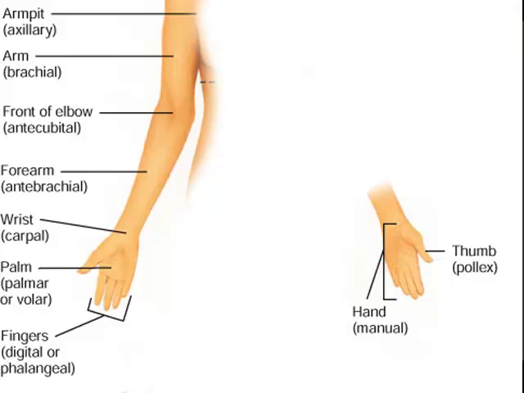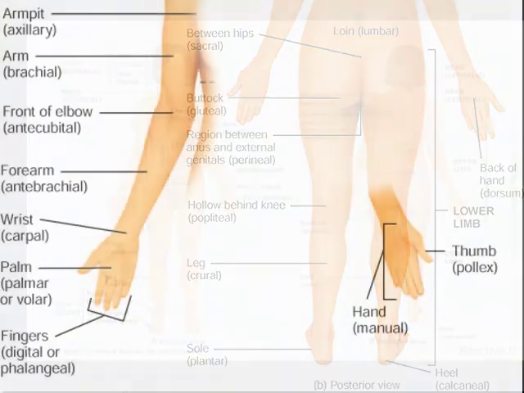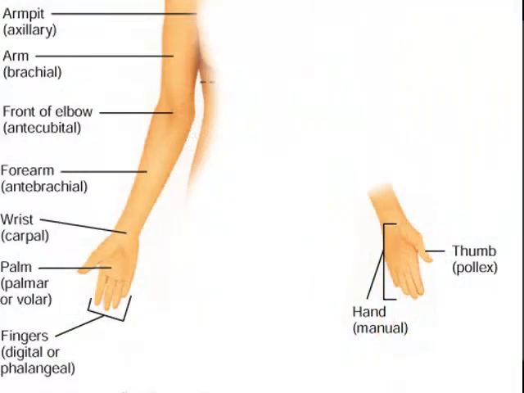In the arm, you can see the upper arm there is the brachial region. We have a big brachial artery that runs down there. We get down to the forearm, the antebrachial area, and then we've got the wrist, carpal, palm is the palmar. Looking at your objective 8, back of the hand is the dorsum, and then our fingers, digital or phalangeal.